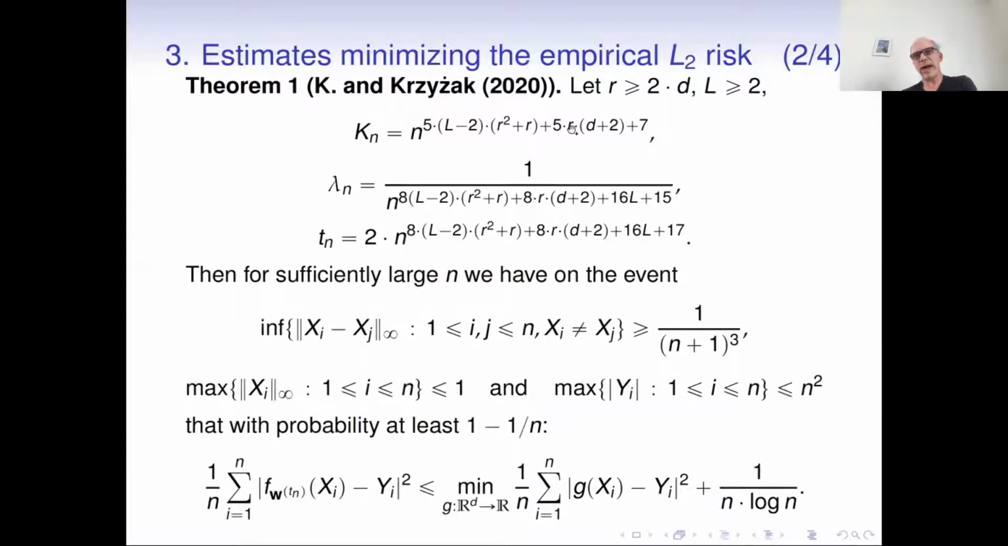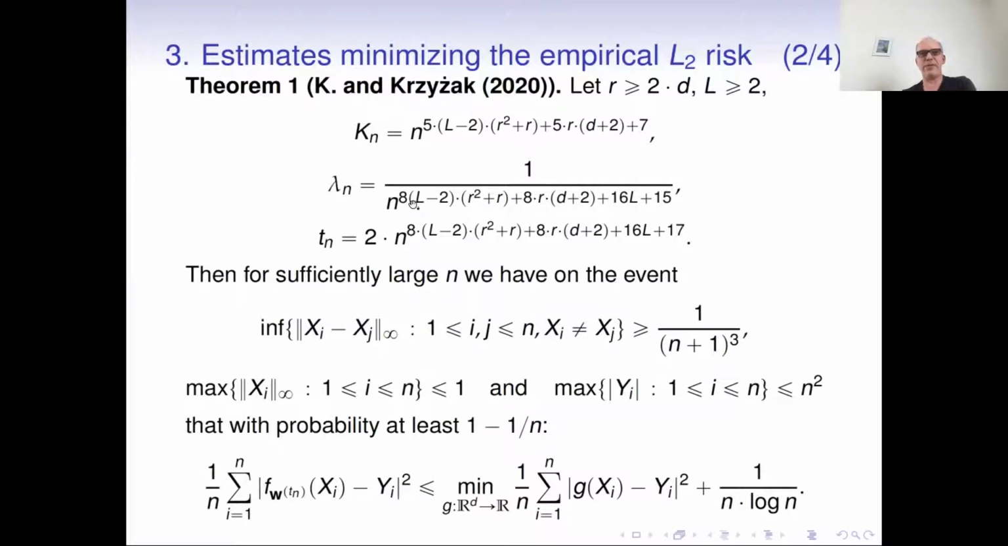Well, assume R, that was the width of the neural network which you compute in parallel, should be greater than or equal to 2d, but could be arbitrarily large. Then L, that's the depth of the network, should be at least 2. But 2 is possible, but you could also make it large. Then Kn is some large polynomial. Think about L equal 2, then this term here just vanishes, but then you still have n with power 5 R times (d plus 2) plus 7, and R is at least 2d, so that's a large polynomial you have.